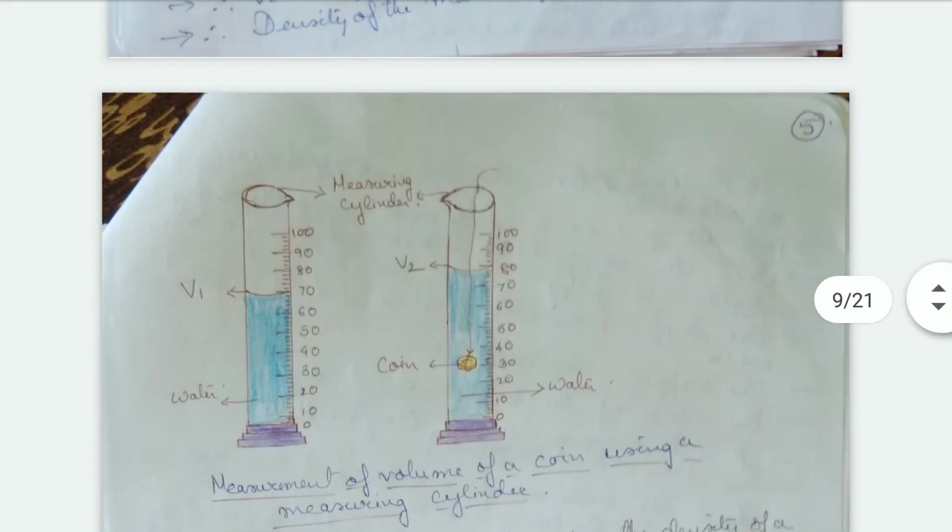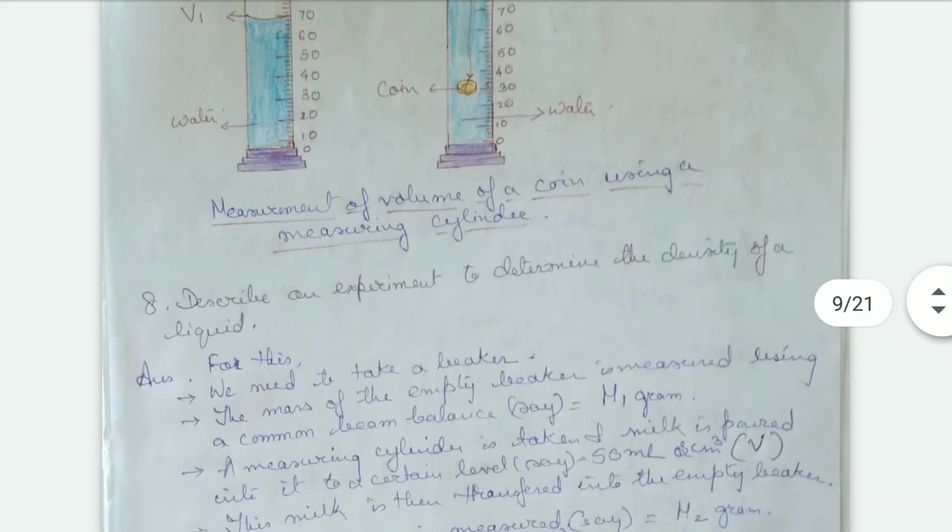See, this is the diagram given. We find that the initial level is 70 and the final level is 80. So the volume of the coin will be V2 minus V1, that is 10 centimeter cube. And the mass is m. So we can calculate the density now.